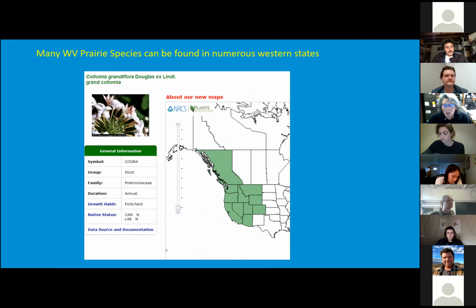So what I thought was really interesting to look for this talk, because I sort of know it intuitively, but I decided to look up where a lot of the species we have grow. And some species have very, very large ranges. So this is Collomia grandiflora. That's it. There's no varieties, no anything like that. So we're talking most Western states have Collomia grandiflora.